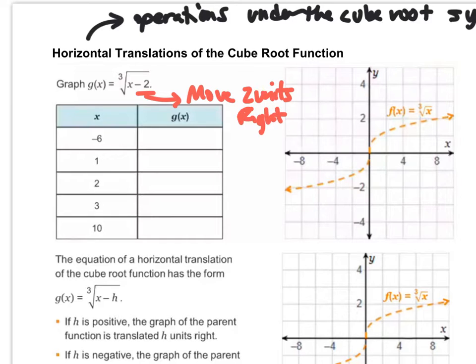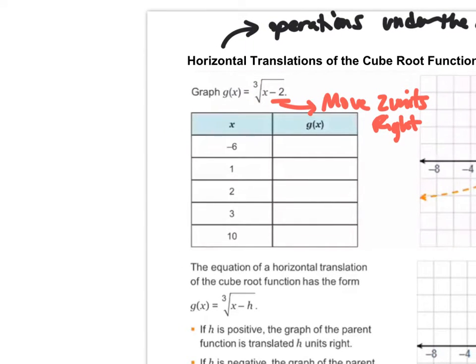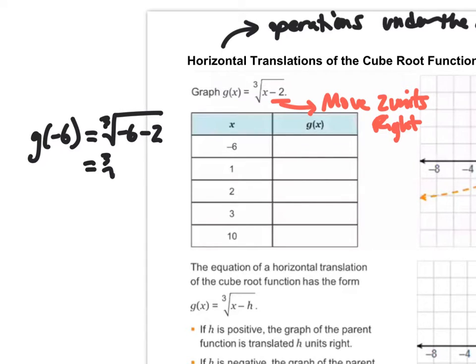Okay, and that's what that means. All right, and the reason why, if we go over here and plug these values in, let's just do that real quick. If I plug in -6, g of -6 is going to give us the cube root of -6 minus 2, which gives us the cube root of -8, which then gives us a value of -2.